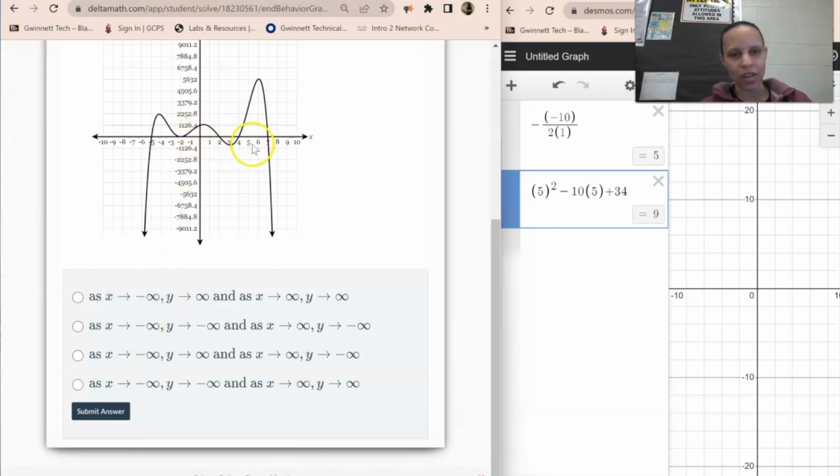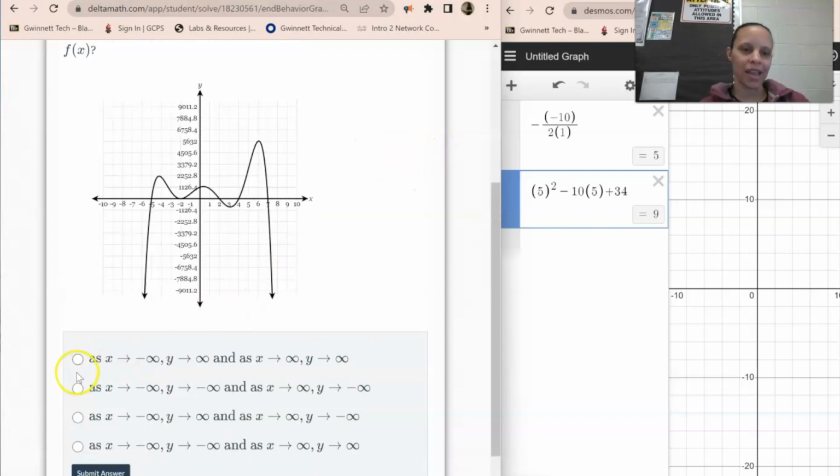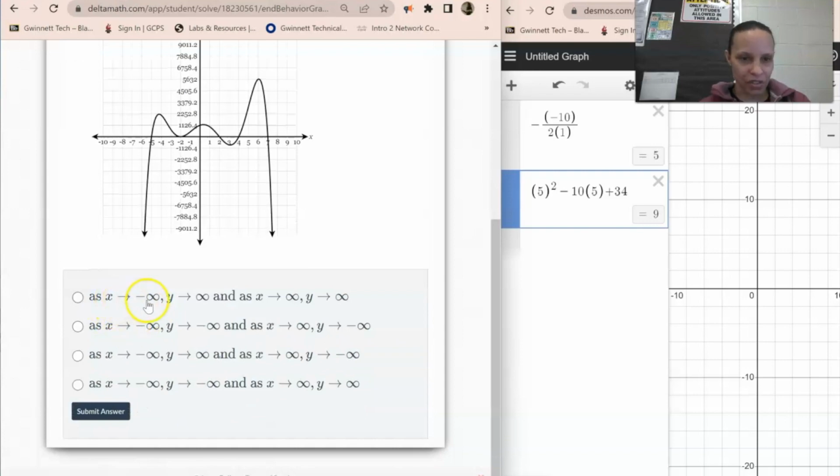X is going to the right. What are these numbers going to? Positive infinity. So you see x going to the right. All right, so left negative infinity, right positive infinity. So as x is going to the left, what is happening at the end of the graph? Okay, at the end of the graph, it's going towards what? Negative infinity. So as x is going to the left, these are all left, the graph is going to negative infinity. So it's either this answer or this answer.